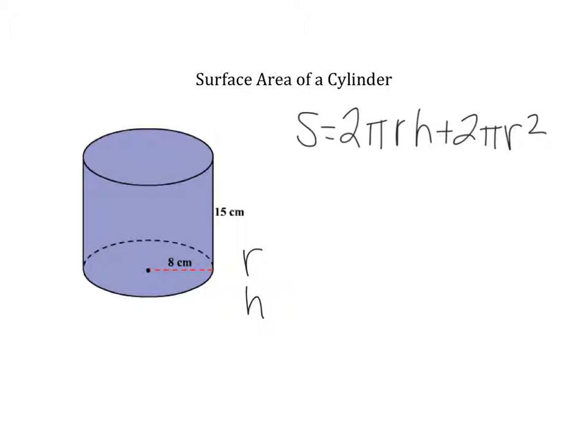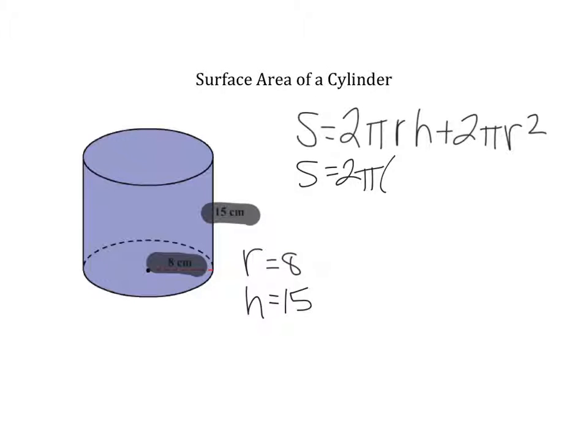So for my radius, that's given to me down here, that's 8 centimeters, so my radius is 8, and my height is 15. So then I'm going to put everything into this formula. So 2 times pi times my radius of 8 and my height of 15, plus 2 pi and my radius of 8 squared.